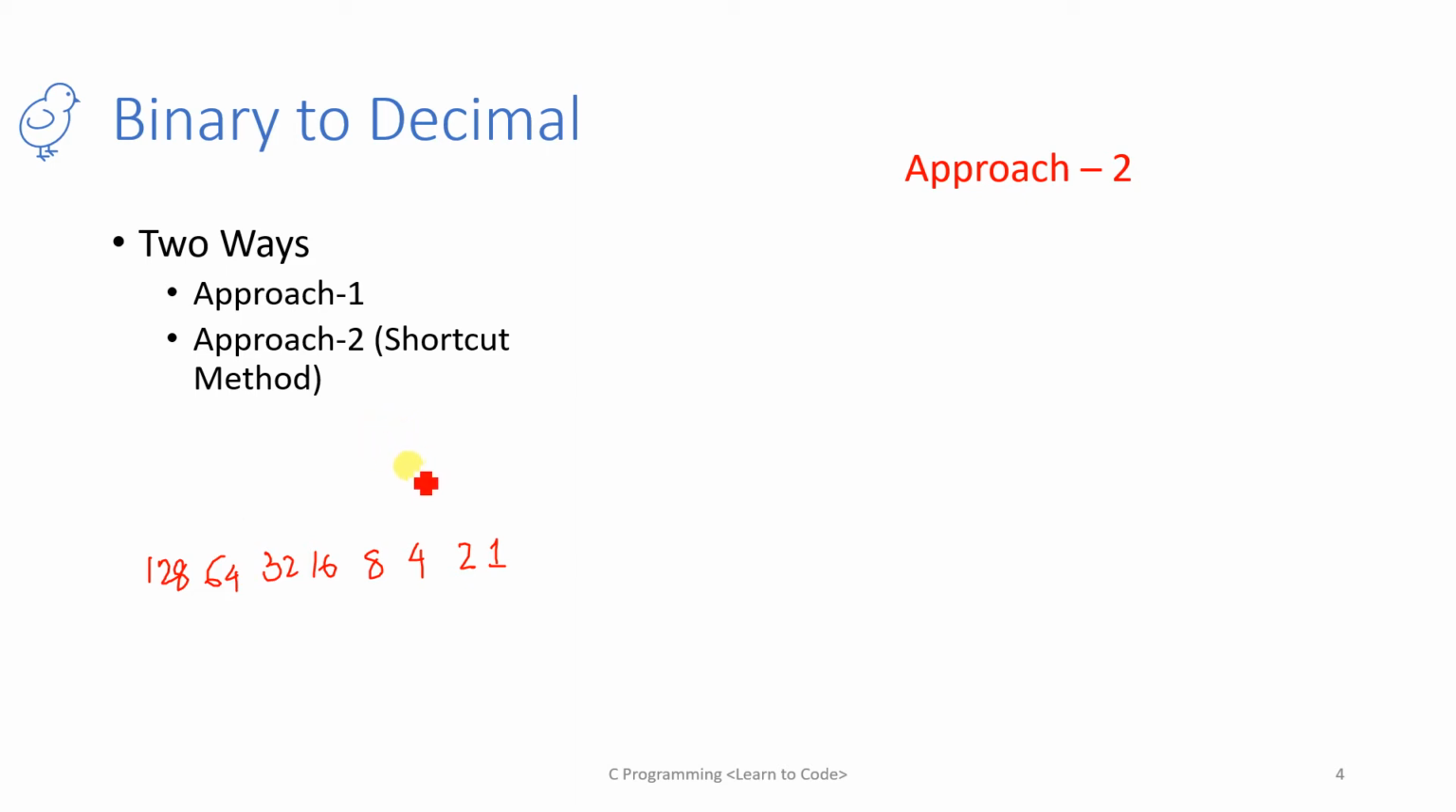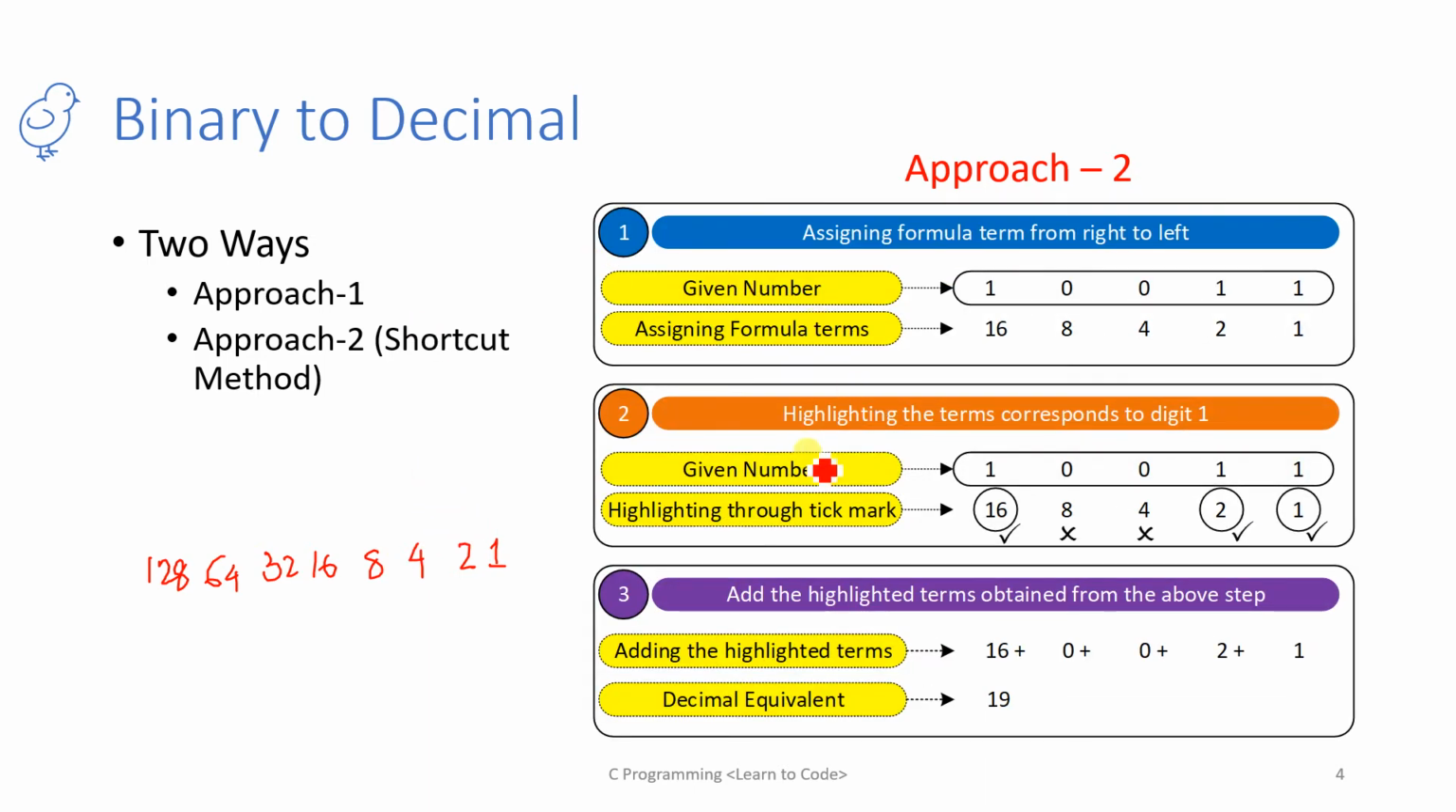So what is the formula? Let us repeat it: 1, 2, 4, 8, 16, 32, 64, 128, 256, 512, 1024, 2048. Other numbers also follow. So you have to remember this formula. Write the formula numbers according to the number of digits present. Let us see how this formula can be used to find the decimal equivalent of a binary number.